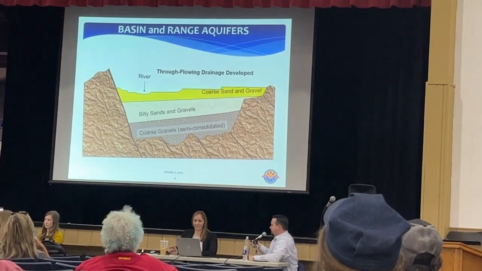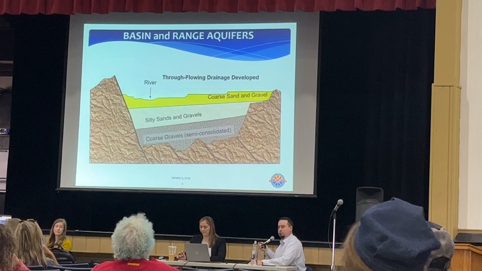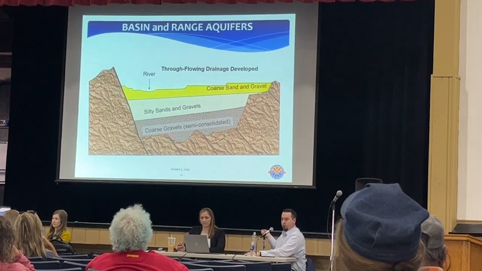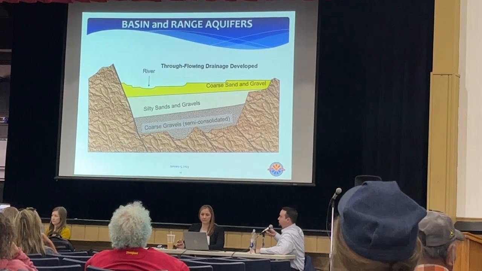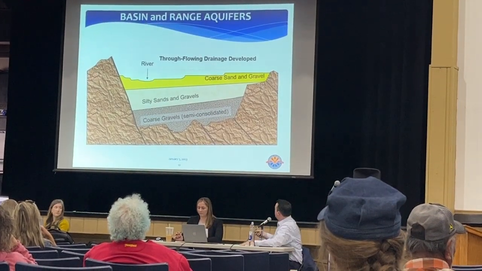So most of the basins that you'll see in Arizona will have a very similar stratigraphy, is the term, the very similar structure here. Coarse stuff on the bottom, fine stuff in the middle, and the mixture on the top, because you have rivers that are depositing stuff.